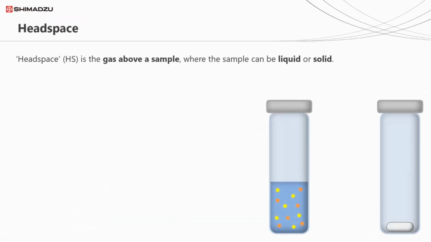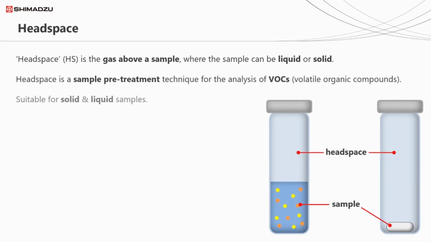So let's start by looking at headspace sampling, which is the most common sampling technique in gas chromatography after liquid injection. Headspace is simply the name given to the gas phase above the sample. It's a sample pre-treatment technique which enables the separation of volatile organic compounds, abbreviated to VOCs, from a difficult sample matrix, which can either be liquid or solid.